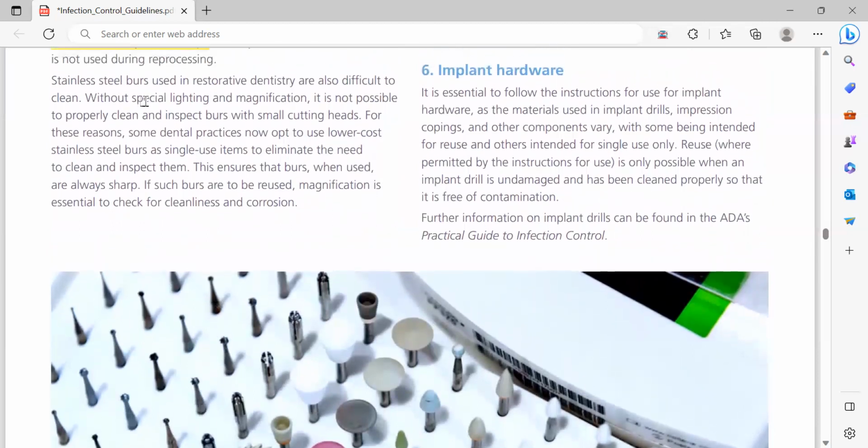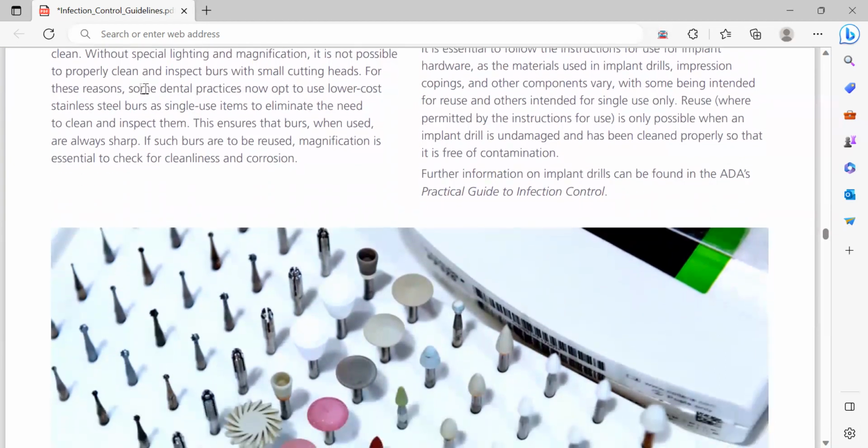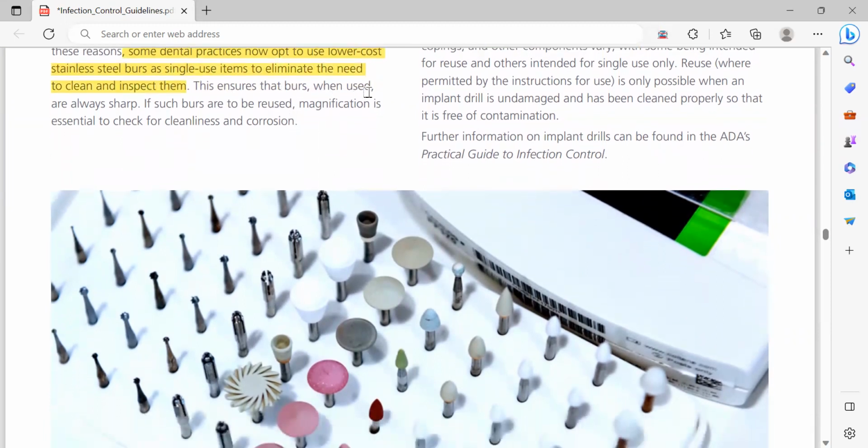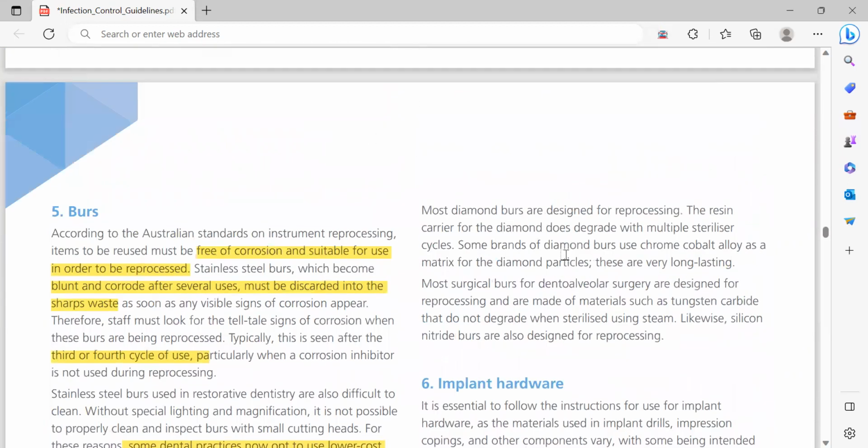Cleaning these burrs is also a difficult thing. Without special lighting and magnification, it is not possible to properly clean and inspect burrs. For these reasons, some dental practices now opt for lower-cost stainless steel burrs as single-use items to eliminate the need to clean and inspect them. This ensures that burrs, when used, are always sharp. If such burrs are reused, magnification is essential to check for cleanliness and corrosion.